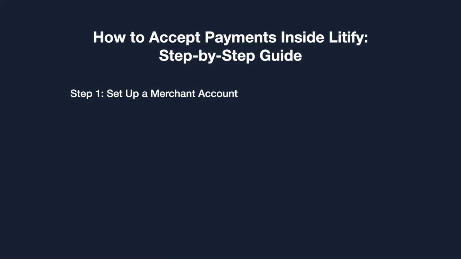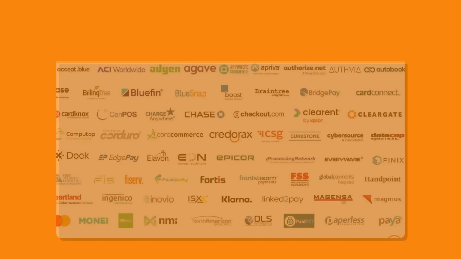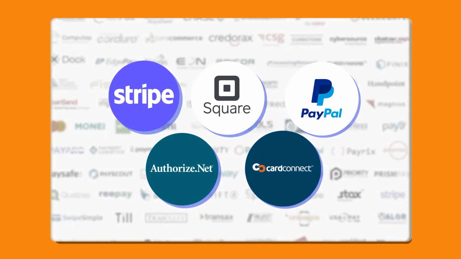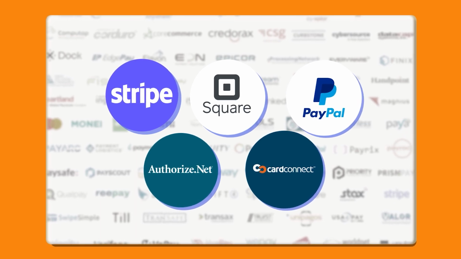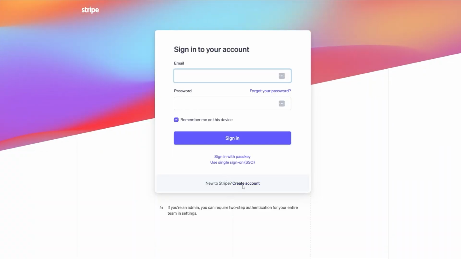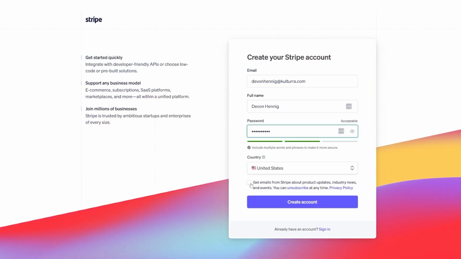Let's dive in. Step number 1, set up a merchant account. Before you can process payments anywhere, you'll need a payment processor. This is the service that securely handles the movement of money between your client's bank and your firm's account. Providers like Stripe, Authorize.net, Card Connect, and others all work with the process in this video, so if you already have an account with one of them, you're ahead of the game. If not, signing up is straightforward with any of the supported providers.